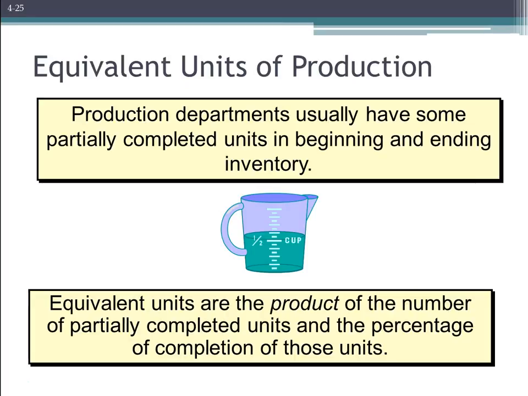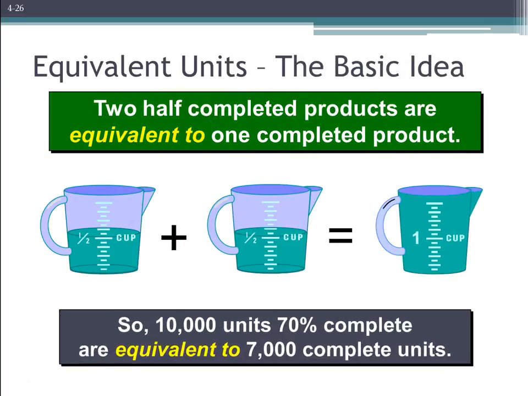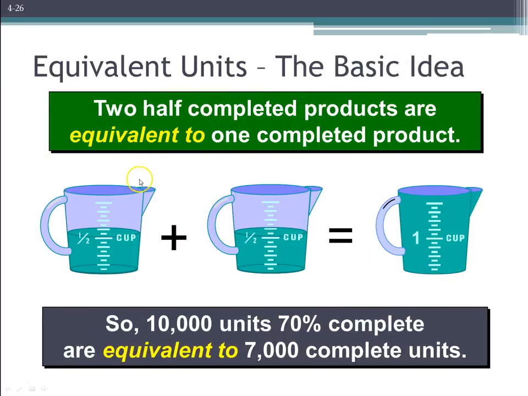And equivalent units of production are the product of the number of partially completed units and the percentage of completion of those units. What I mean is, the simplest example is we had 2 units that were each halfway completed. Multiply those out and you would have 1 equivalent unit of completion. A little bit more complicated example is if we had 10,000 units that were about 70% complete, you just multiply those 2 out and we would have 7,000 equivalent units of production.